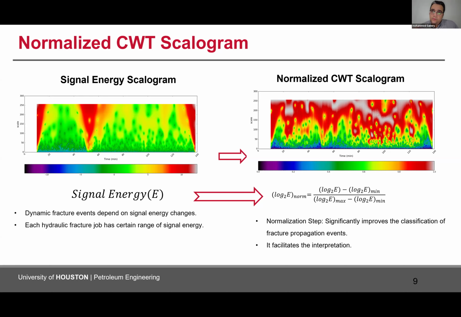So we detect, that is the target of this normalization. We need to know when exactly the fracture propagates in length and the fracture propagates in height, and whether this fracture propagation has a good width or limited width, which can cause a problem in pumping. That's the main target for creating the normalized continuous wavelet transform scalogram.